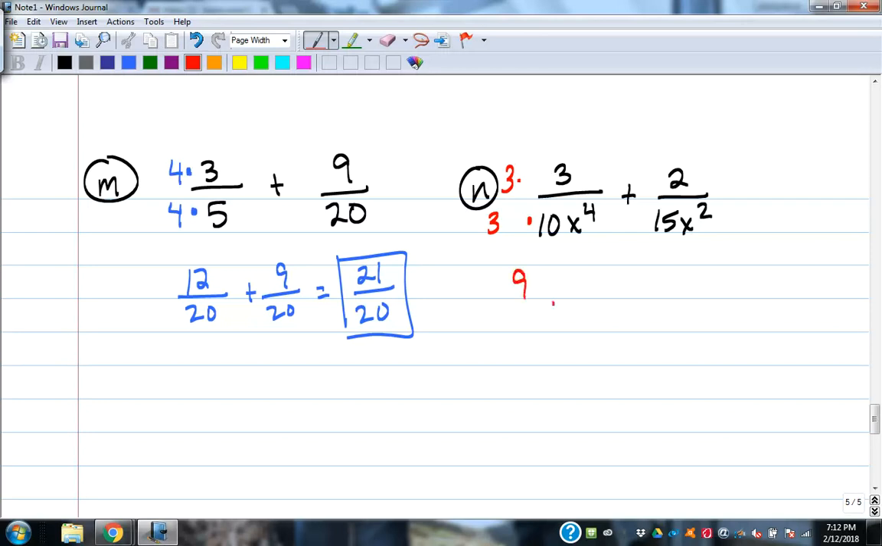So that's going to give us 9 over 30x to the 4th. What do I multiply the second one by? 2 to get the 30. And then how many x's do I multiply by? 2. So that's x squared. Top and bottom. So that's going to give us 4x squared over 30x to the 4th.